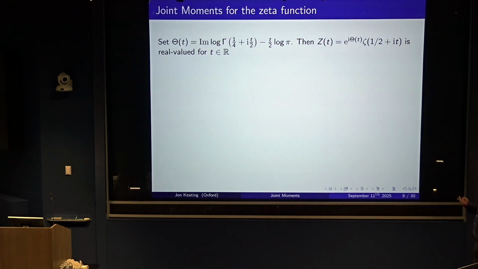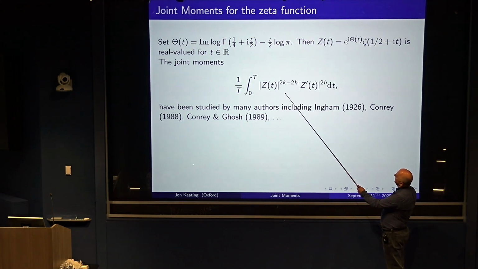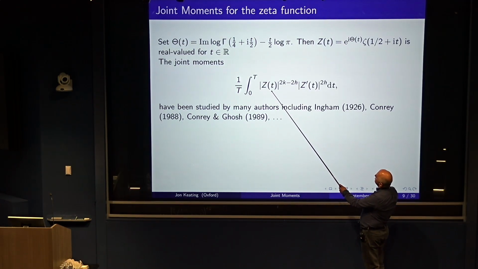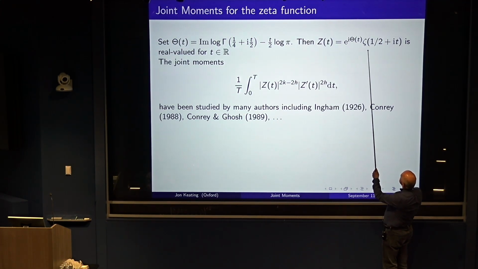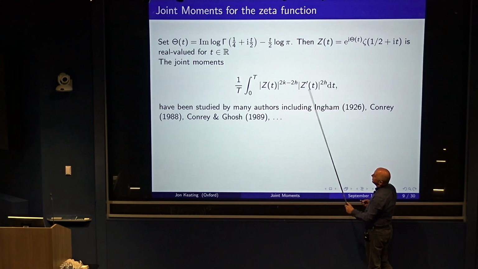So Z(t) is a real valued function when t is real, and it's the function that you often see plotted on those posters that come from Mathematica, where you see the sort of zeta function plotted. It's really Z(t) that's plotted. So the joint moments are defined as follows. They're what you get if you take the modulus of Z and raise that to some power. Well, the modulus of Z is just the modulus of zeta, because this term here has modulus 1. So if we stop there, these would just be the moments of the zeta function.